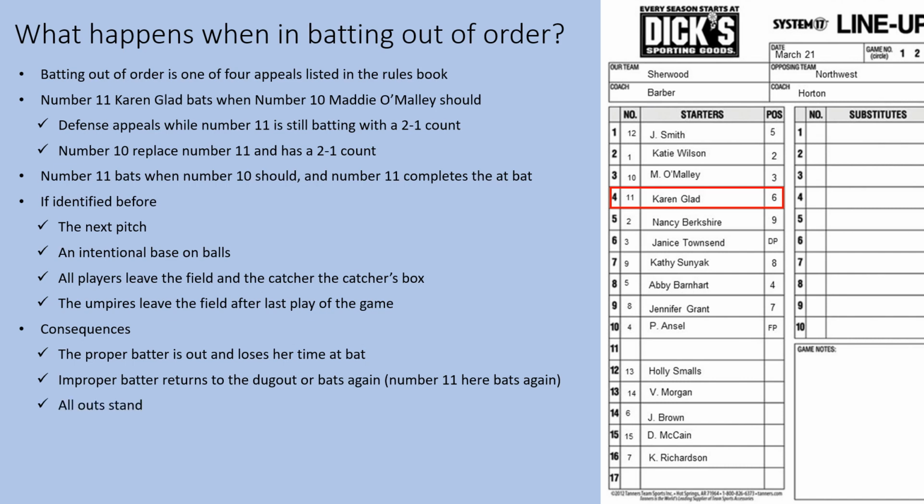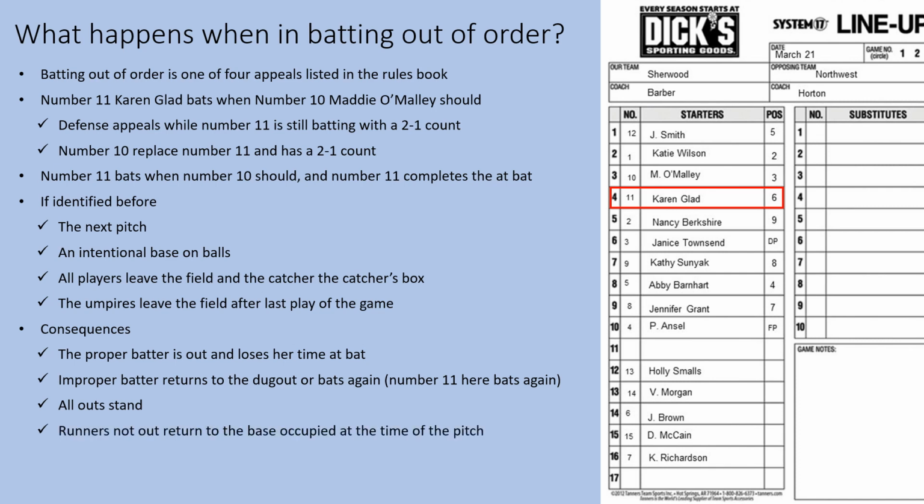Any out made stands. So, for example, if you have a runner on first and Karen hits a ground ball in the infield and she reaches first base, but the runner on first is thrown out on second, Karen would be removed from the ball diamond on the appeal. Maddie would be declared out, and then Karen would come back and bat again. The runner who was put out on second, that out would stand, and the runner would not return to first base.